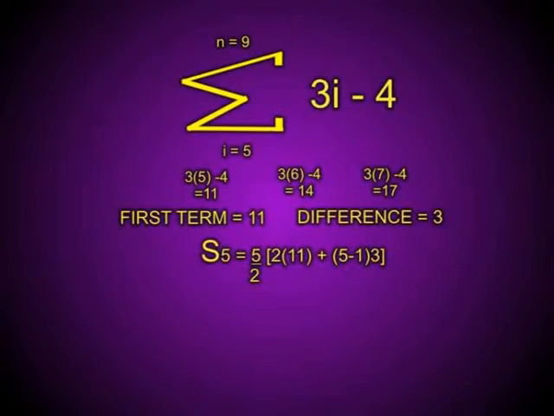So we'll say S of 5 is equals to 5 over 2 times by 2a, or 2 times 11, our first term, plus 5 minus 1, n minus 1, times by common difference of 3, which gives us 5 over 2 times by 22 plus 12, which is 5 times 34 over 2, which is equals to 85.